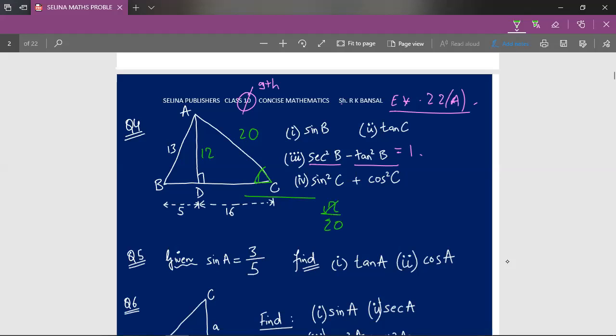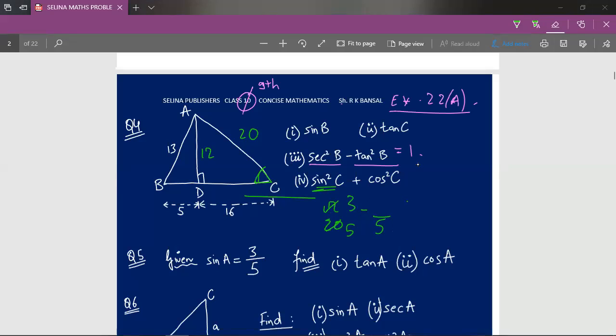That is 3 upon 5. So this will be our final answer. Now it is mentioning that find sine square C. So sine square C will be 3 upon 5 whole square. So this will be sine square C. And then we have to find cos square C.